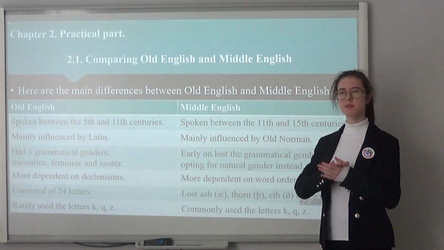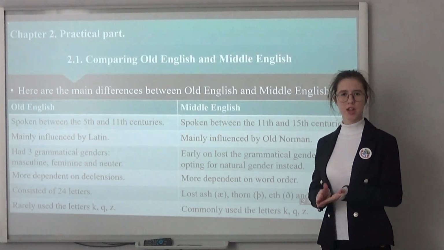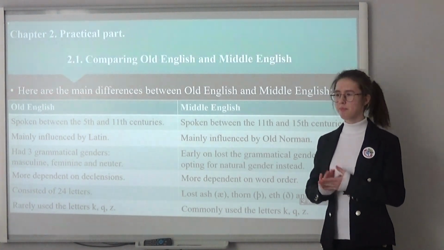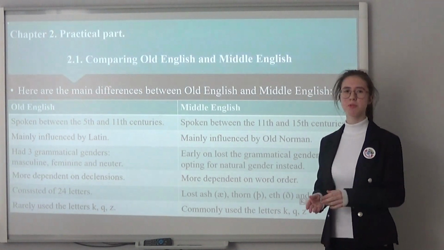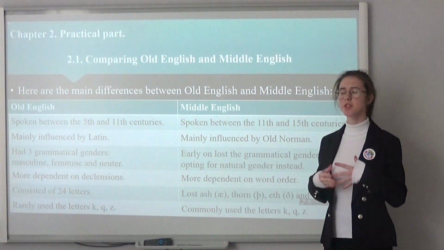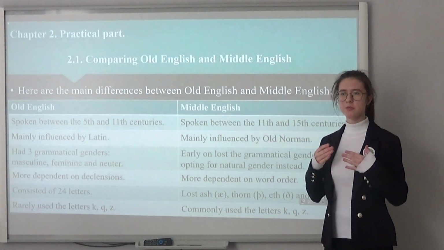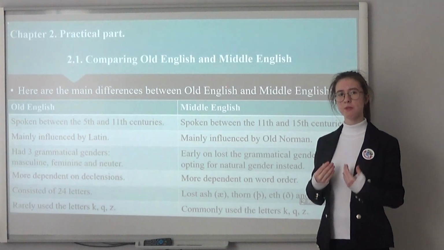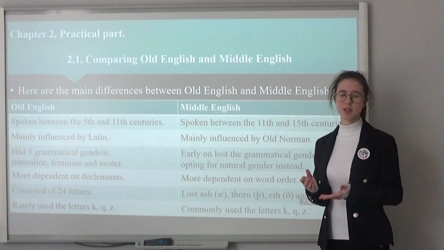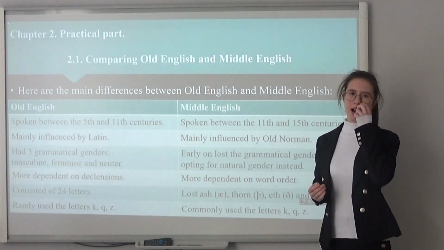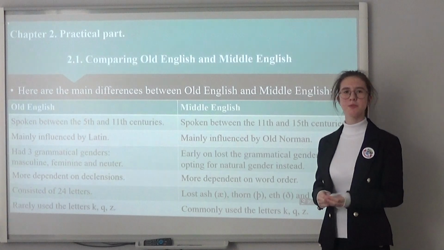Now, I have introduced you to the three eras of the English language. Let us compare them. Old English and Middle English have multiple differences. For example, going from the time they were spoken, Old English was spoken from the 5th to the 11th century. Meanwhile, Middle English was spoken from the 11th to the 15th century. They had different influences, and also their alphabet was quite different.